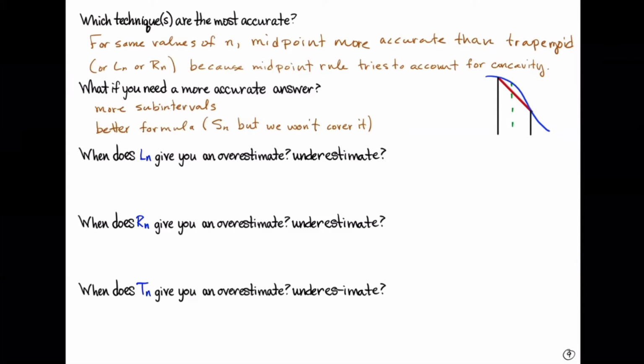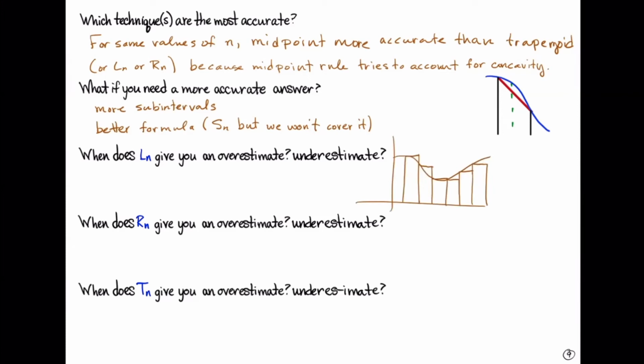So when do our approximations give us an overestimate or an underestimate? Let's look at our left-hand rule. I sketched some random curve, and using our left-hand rule here, it looks like on part of the curve we're getting an overestimate, and on part of the curve, right here, we're getting an underestimate. So when we're using our left-hand rule and f of x is decreasing, we get an overestimate. And when f of x is increasing, then our left-hand rule gives us an underestimate.